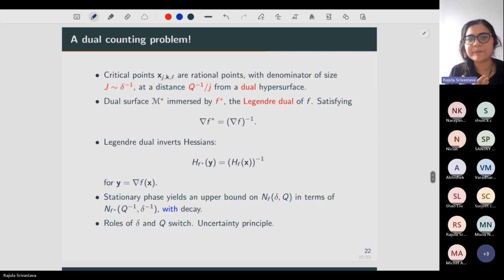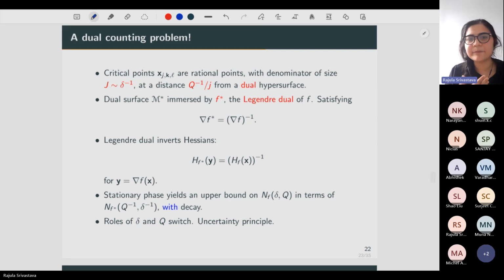So what has happened is, when you do the stationary phase and start counting your rational points, you can convert it into a dual counting problem, where you are counting rational points around a dual hypersurface, which is parameterized by the Legendre dual of your original function f. As I say, the roles of delta and q are now switched. The size of the denominator is now delta inverse, and the distance is now q inverse from the manifold.